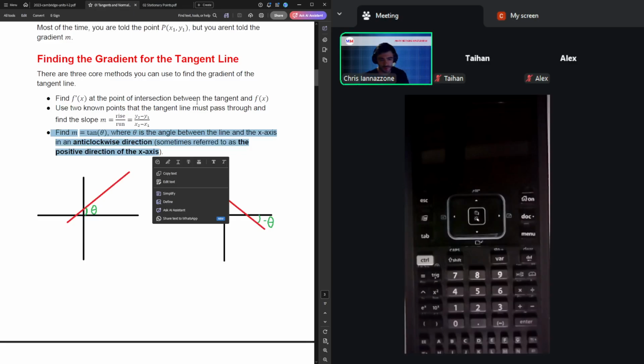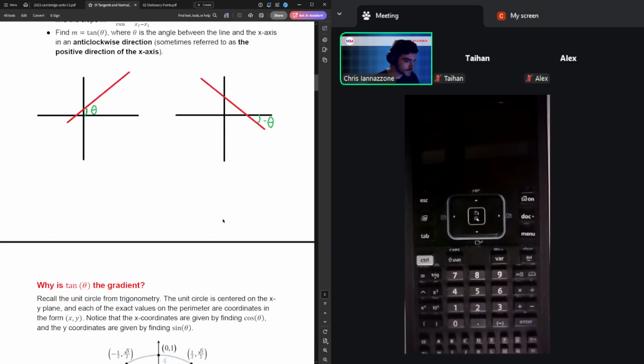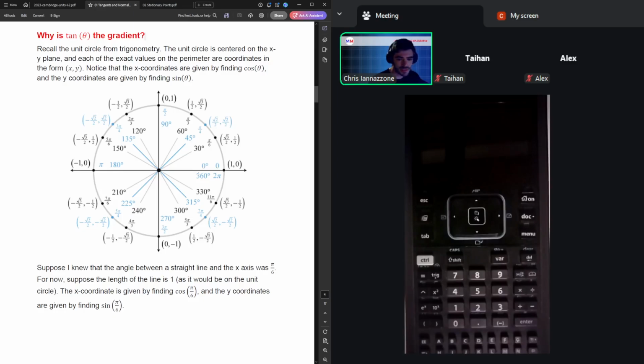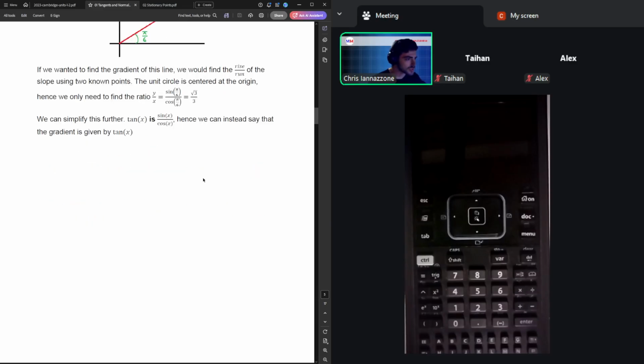And last is that the gradient is always equal to tan of theta, where theta is the angle the line makes with the horizontal, specifically in the anti-clockwise direction. This is positive theta, this would be considered negative theta. So make sure it's always going in the anti-clockwise direction. Pop in the chat or otherwise if anyone needs a refresher on why tan theta gives you gradient. Happy to dive into that if we need a refresher. Otherwise I'll just skip over it if no one mentions anything.